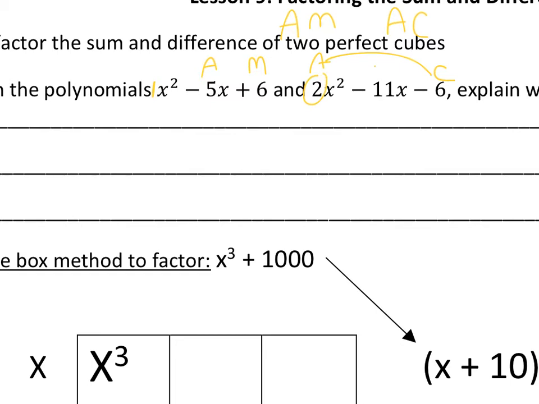So I would just explain that in the first trinomial, I would have to use the AM method, which means that I would have to find the factors of 6 that add to -5 and factor. Whereas in the second one, I would have to do the AC method, which means that I'd have to take the first coefficient and multiply it by the last one to get -12. Find my factors of -12 that add to -11, and then I would write a polynomial with 4 terms, and then I would factor by grouping and get my answer. So that's how you explain how to do that.